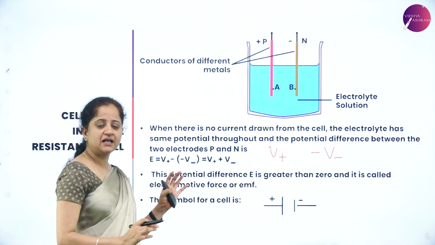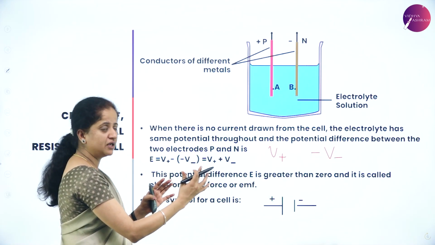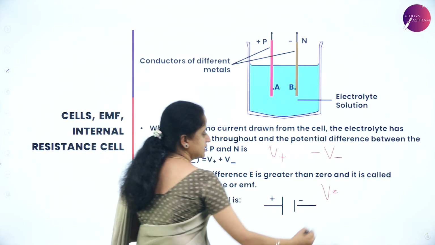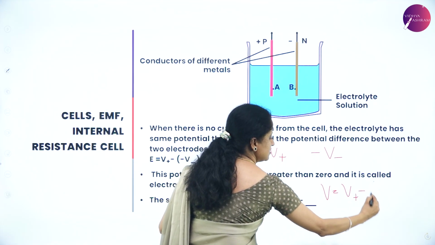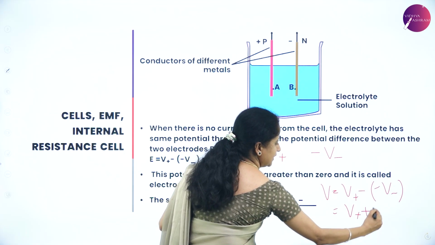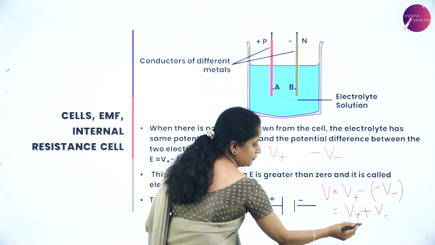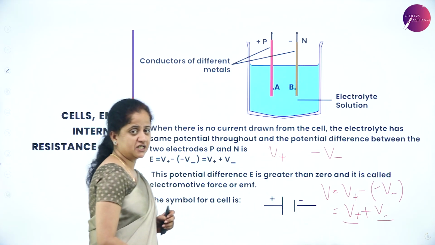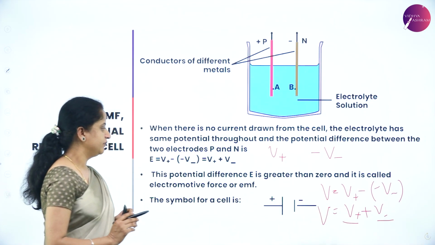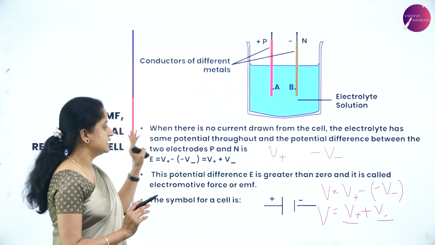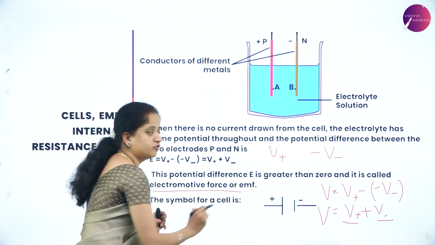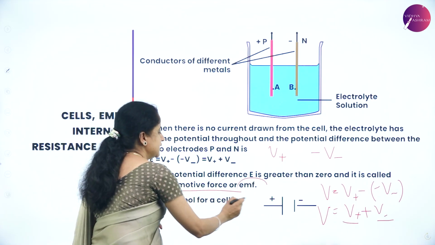Now we have to calculate the potential difference between these two electrodes. The potential difference between two electrodes can be calculated as V is equal to V plus minus of minus V minus, which is equal to V plus plus V minus, that is positive potential plus negative potential, and that is called the potential difference V. This potential difference is greater than 0 and it is called electromotive force. In short, we'll call it EMF.